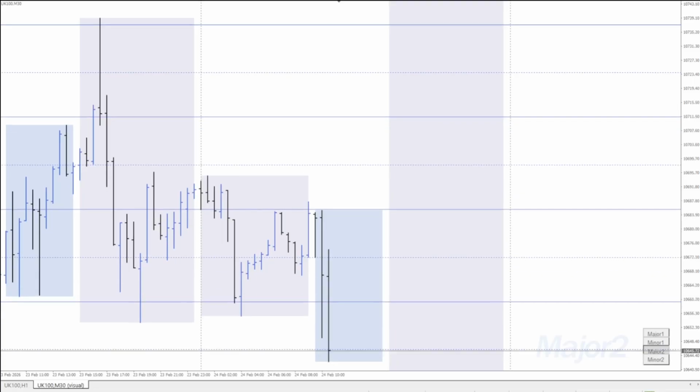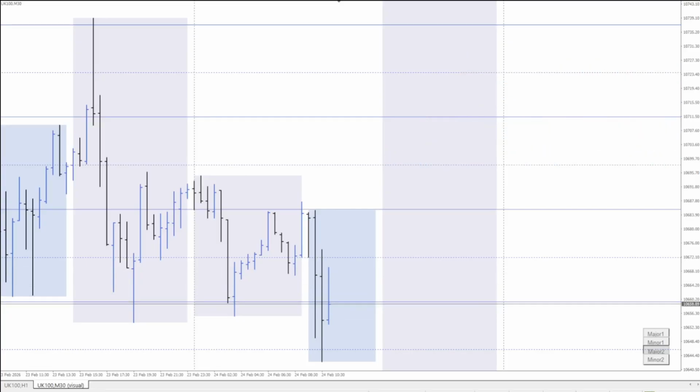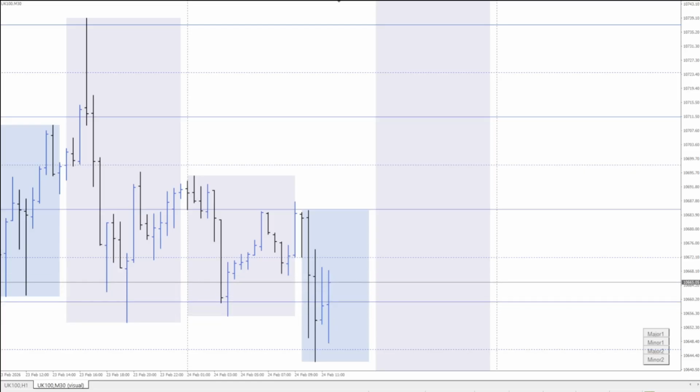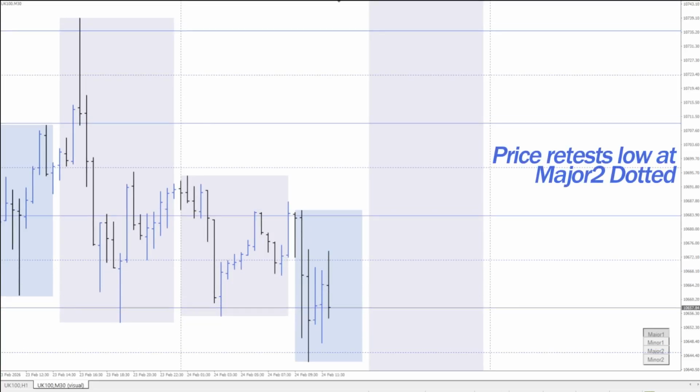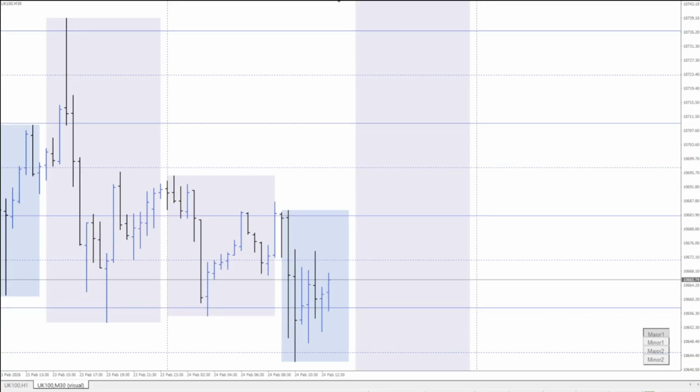Price pushes through, feels like a liquidity sweep. Price didn't close beyond the solid boundary, so no structural shift. A retest of the low is taken on the dotted major 2. A clean close beyond a solid level changes the structure. That's another meaningful structure shift of the week.